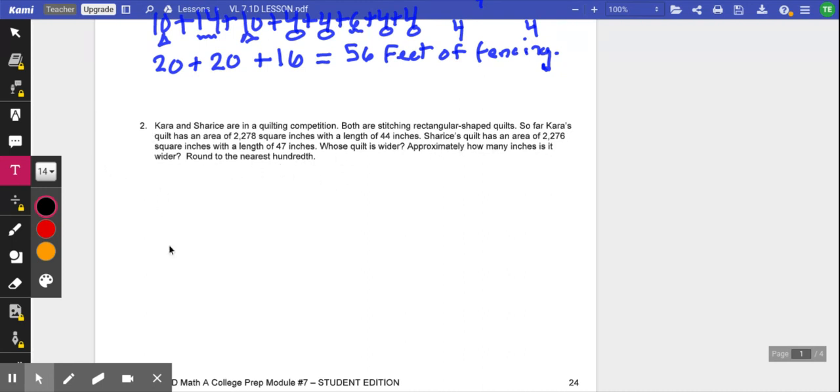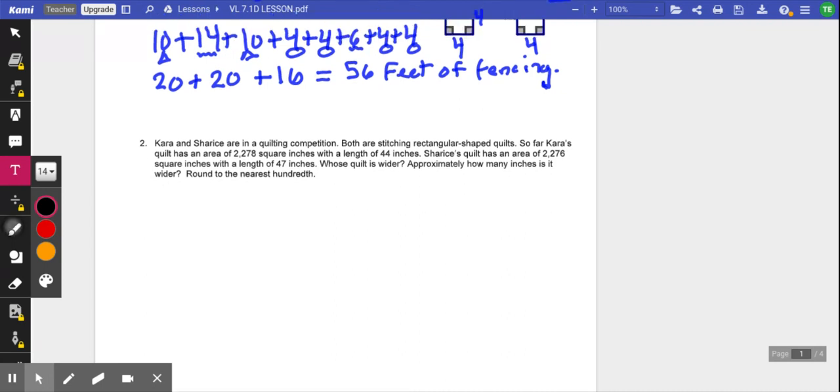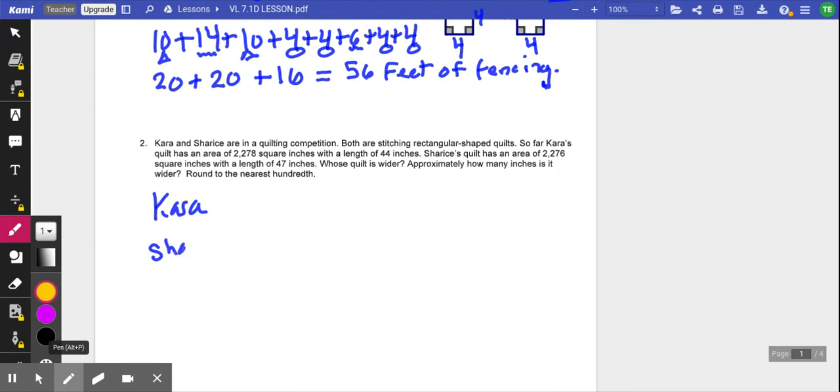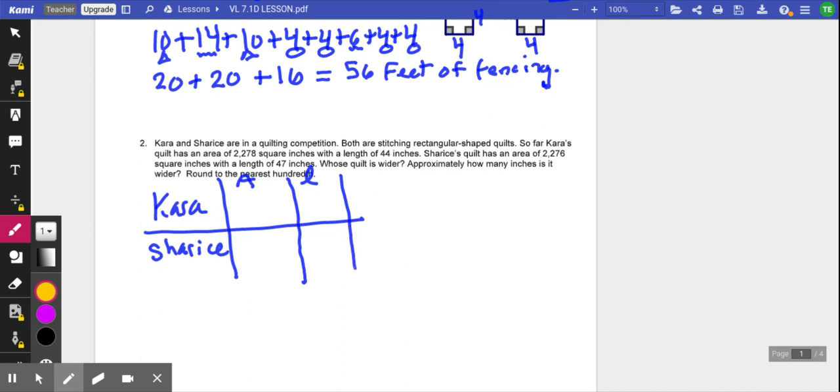Okay, so we've got two people. So I'm going to organize. I have Kara. And Charisse. And I know about their areas. And I know about their lengths. And I want to figure out their widths.